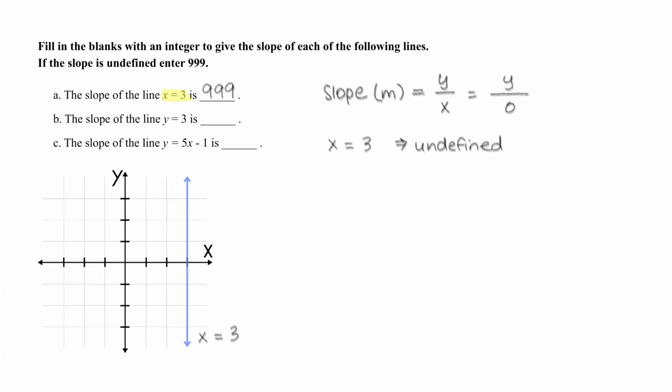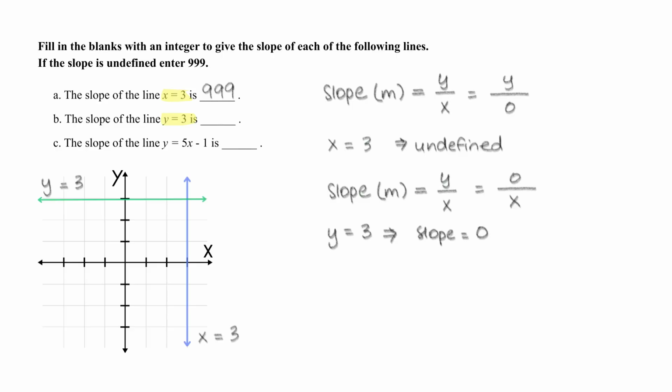Part B. We are given the line y equals 3. This is a horizontal line since every point on the line has a y-coordinate of 3. If you try to calculate the slope, y over x, you will notice that the y value, which is the vertical change, is 0 because the line never goes up or down. So any equation that is just y equals number is a flat, horizontal line, and its slope is always 0. Answer for part B is 0.